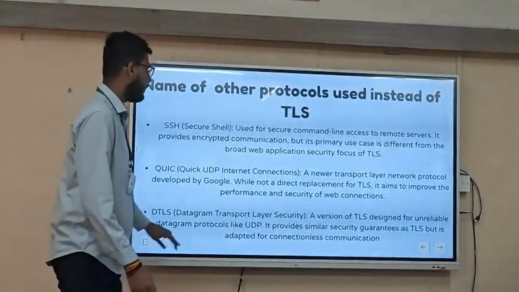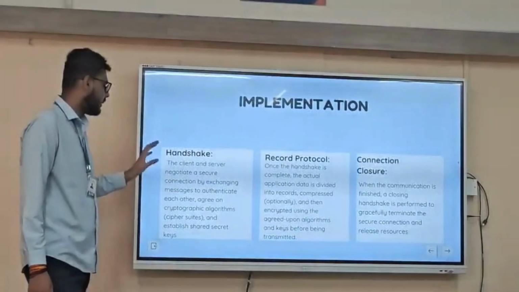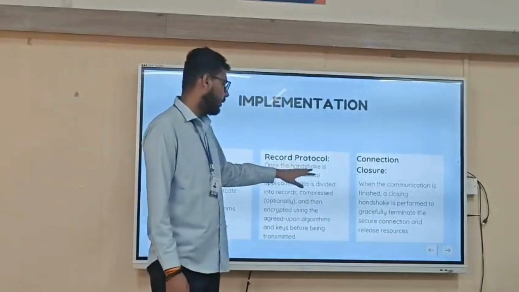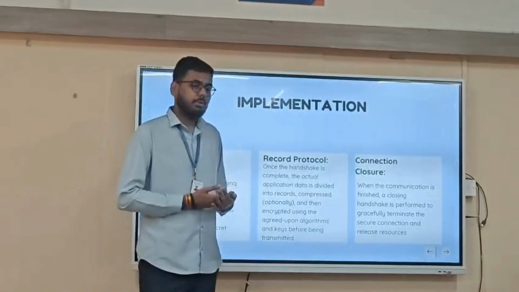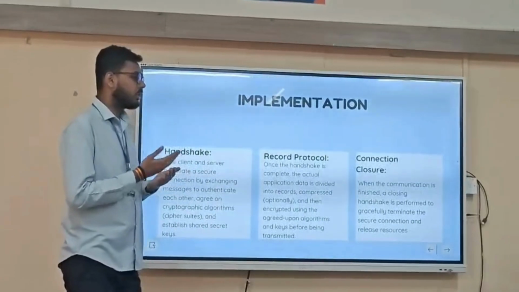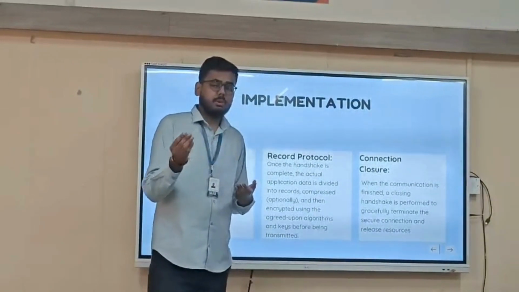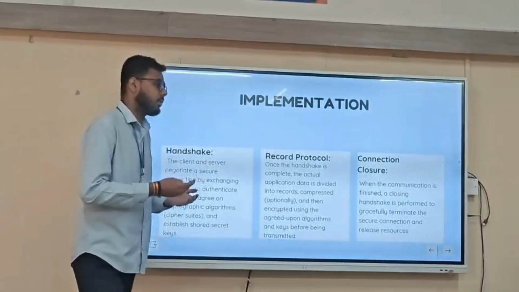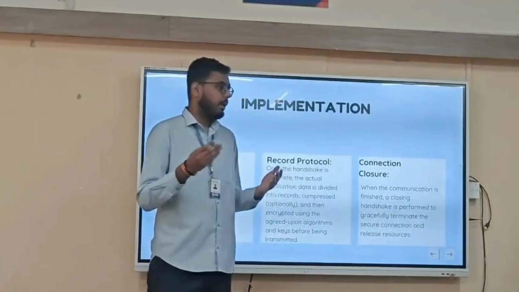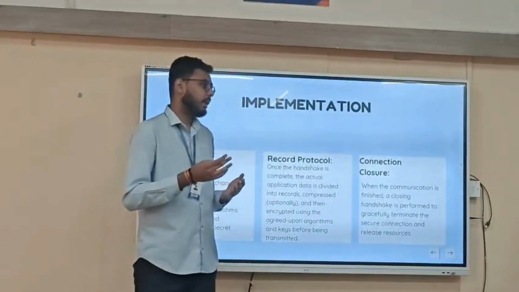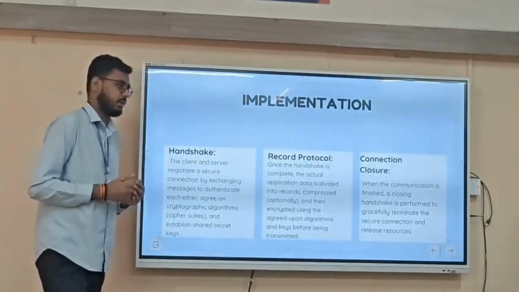So I'll first talk about its implementation. Basically, there are three major parts in the implementation of TLS: handshake, record protocol, and connection closure. In implementation, in both software and hardware, web browsers like Chrome, Firefox, and some others, today we are seeing Brave, all have TLS support, as do servers like Apache and NGINX, and they are configured with a TLS certificate to establish a secure connection.